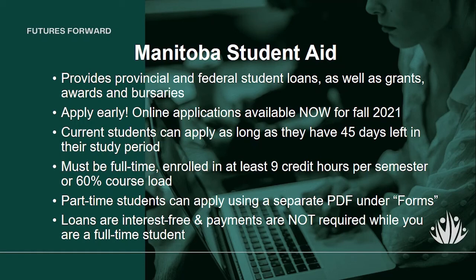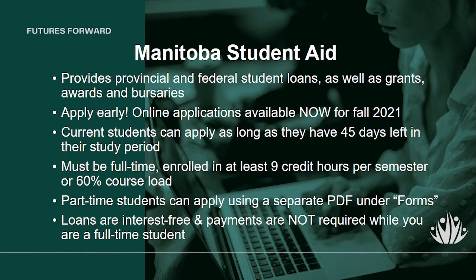Current students can apply as long as they have 45 days left in their study period. So if you started school already and you haven't applied for a student loan, you can still apply for one up until 45 days in your study period. If there's less than 45 days left in your term, then you're not able to apply for a student loan. But if it's before the 45 days, you're still able to apply for a student loan.